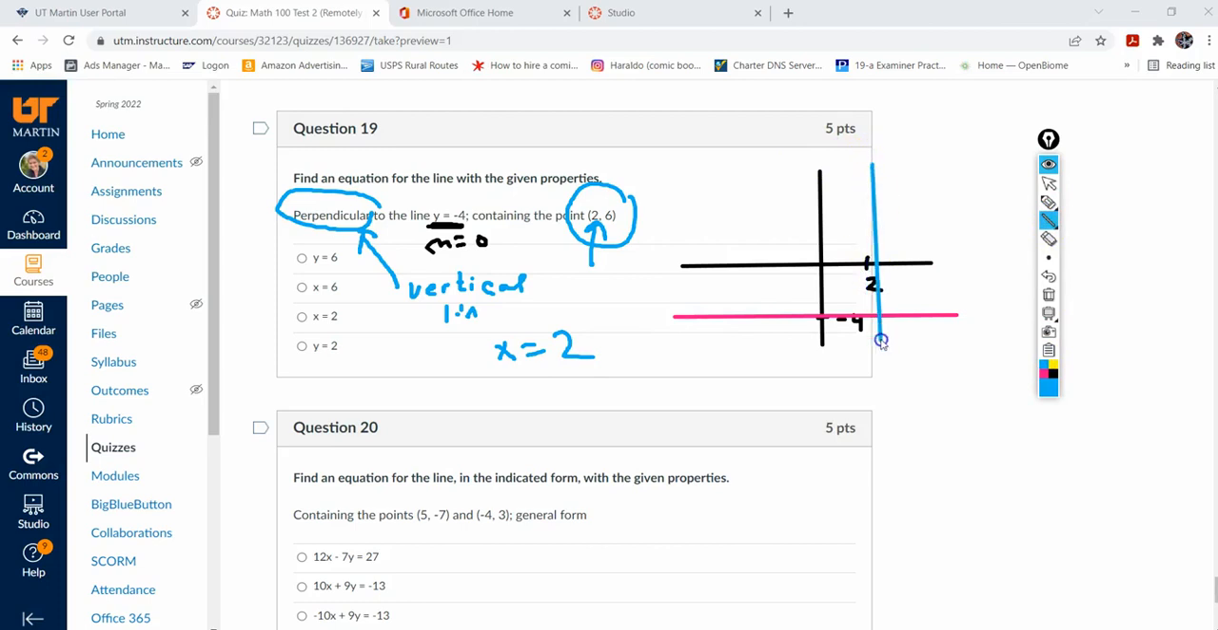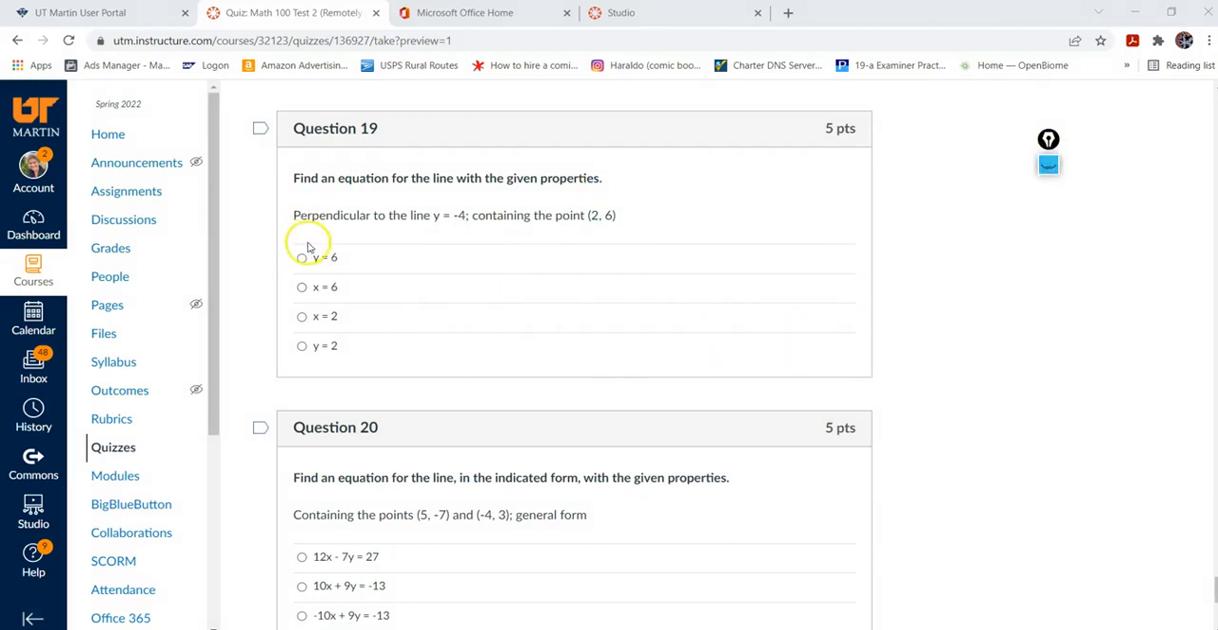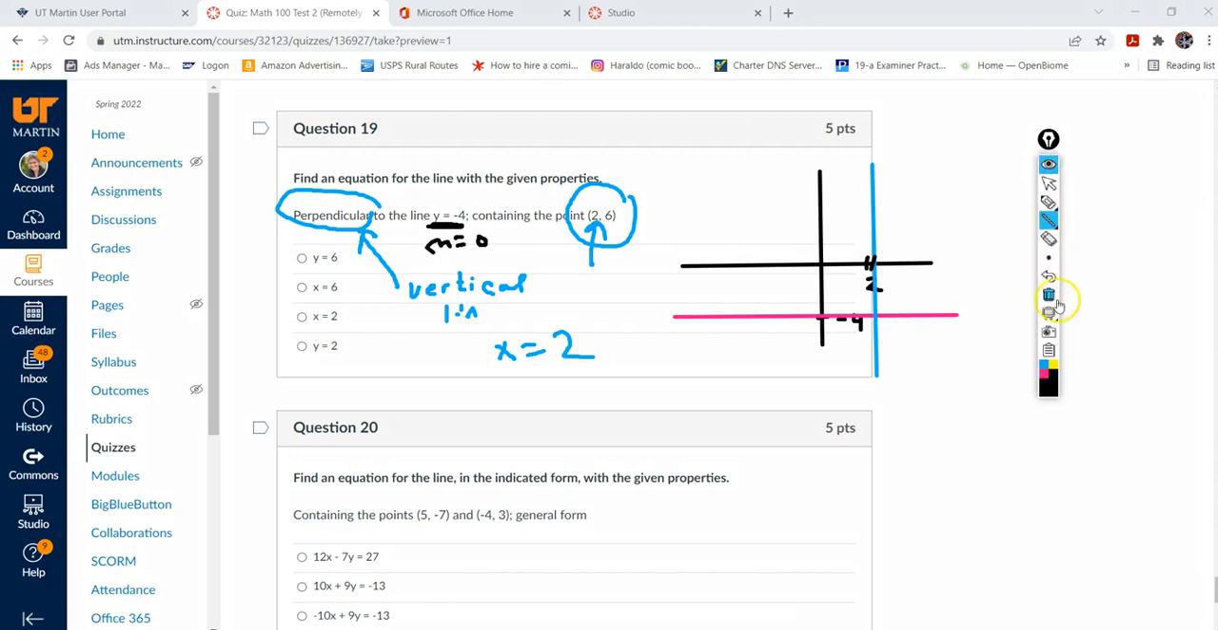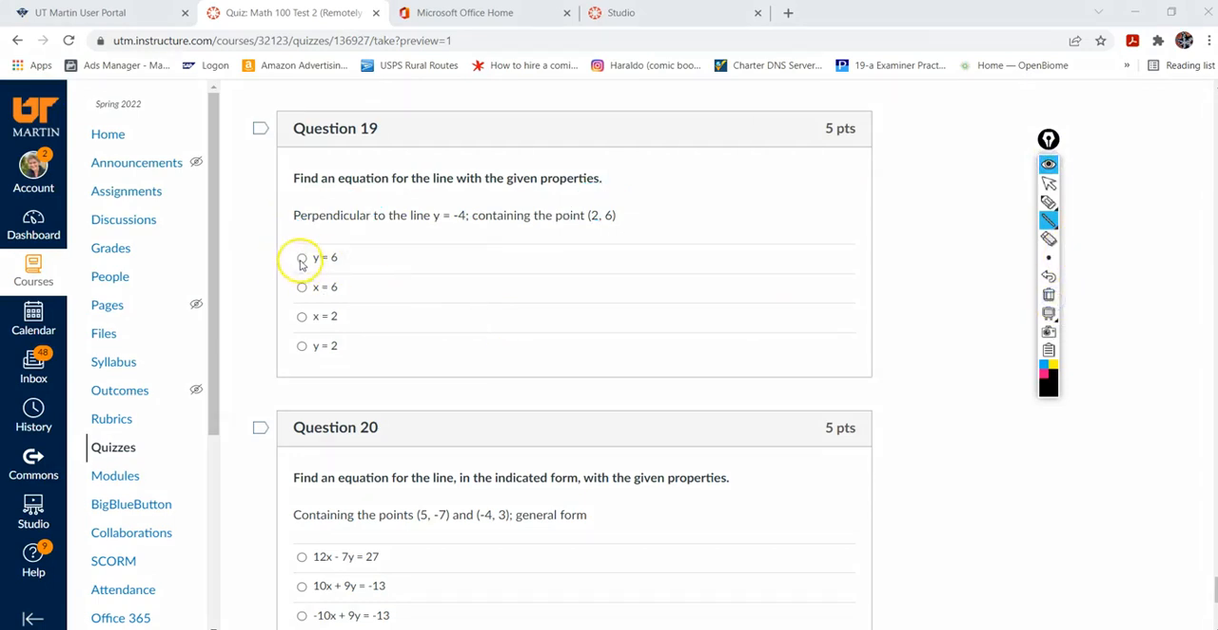And so this is going to be the line we want. So it goes through 2. 2 is there. All right, so x equals 2 is the line that we want. Okay, if you saw this perpendicular to that line, that's a horizontal line. Perpendicular to it is a vertical line. So you could have immediately said that's not a vertical line, and that's not a vertical line. It's going to be one of those, and it's always x equals the x coordinate of the point. All right, so that's my answer for that one.